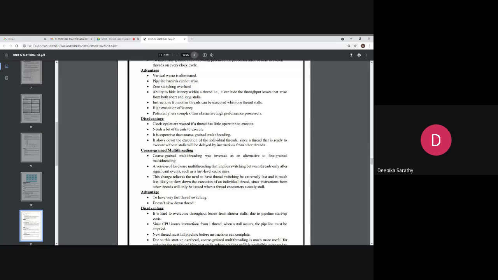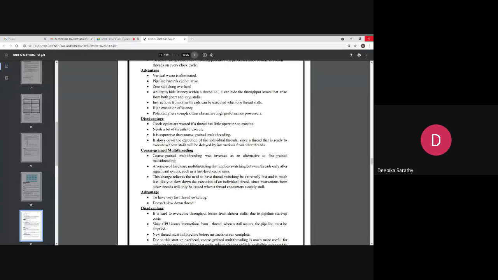This change relieves the need to have thread switching be extremely fast and is much less likely to slow down the execution of an individual thread. That is, instead of switching the thread quickly, I'm slowing down the switching and increasing the execution time per thread. If I reduce the switching, the execution of the particular thread will take place properly. So this is the process.